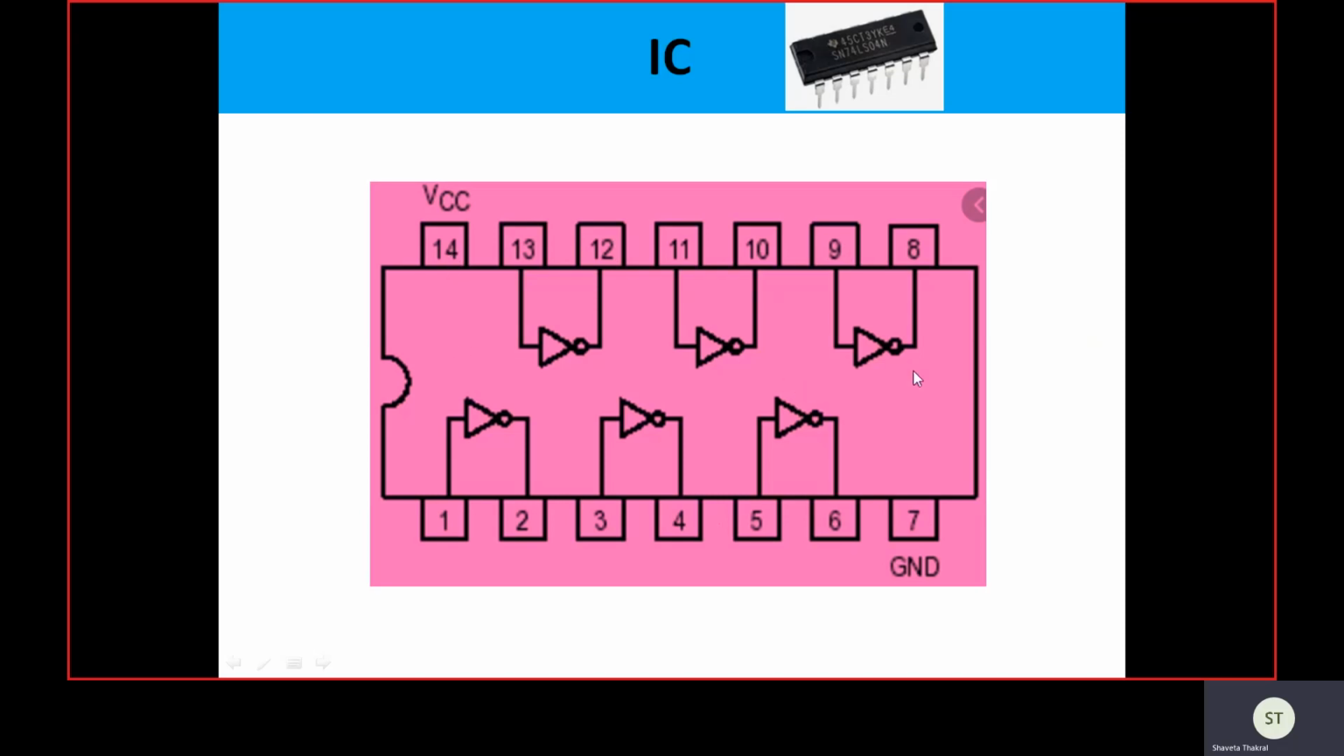So different pins are meant for different purposes. Like this particular IC, which is used for the NOT gate, and here we can see a total of 6 NOT gates are there in the single IC, and pin number 7 needs to be connected to ground, and pin number 14 needs to be connected to supply.